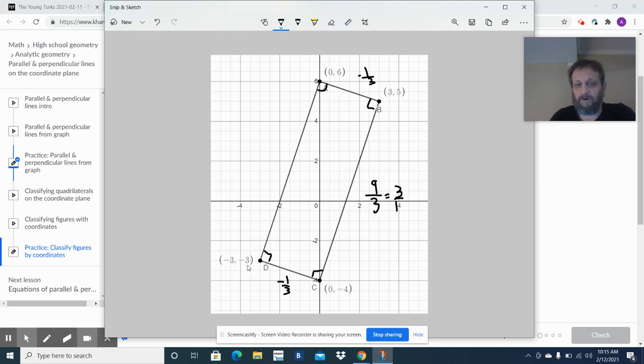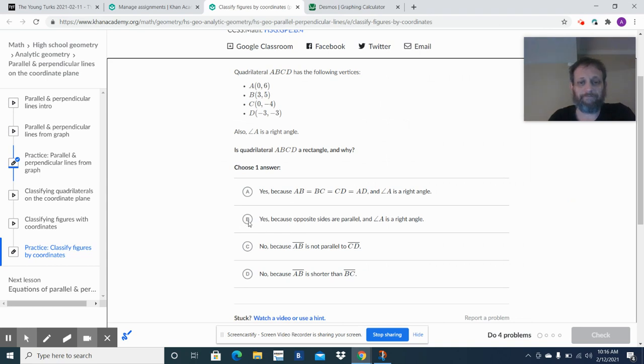Now, again, we'll just confirm: from negative 3 to 6 is a change of 9. From negative 3 to 0 is a change of 3. That's the same slope, also a slope of 3 over 1. So the sides are both parallel, which makes it a parallelogram. And because the slopes are opposite reciprocals, that makes the angles right angles. So indeed, it is a rectangle.